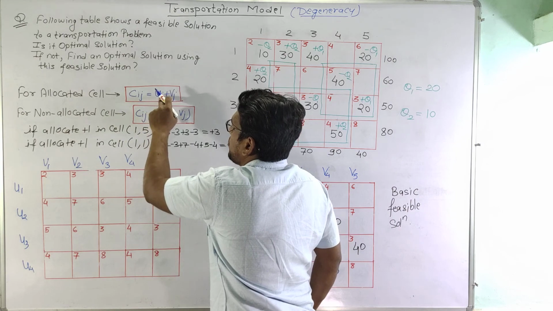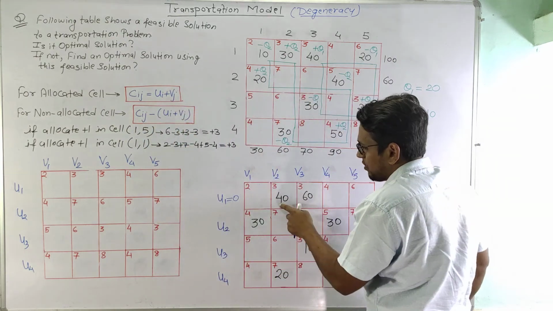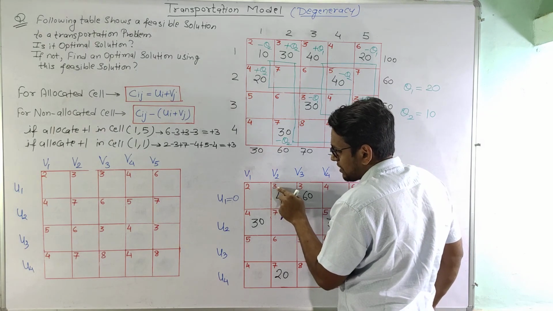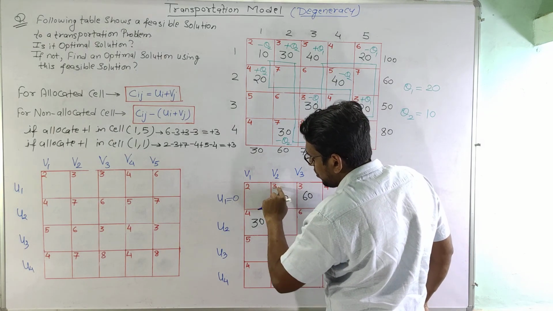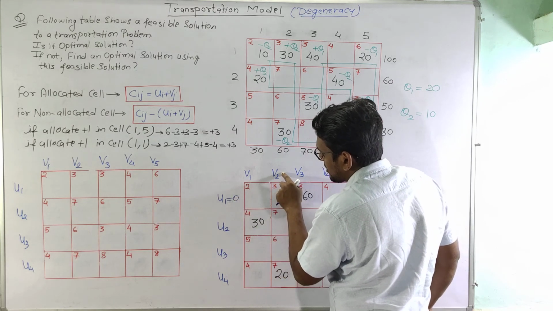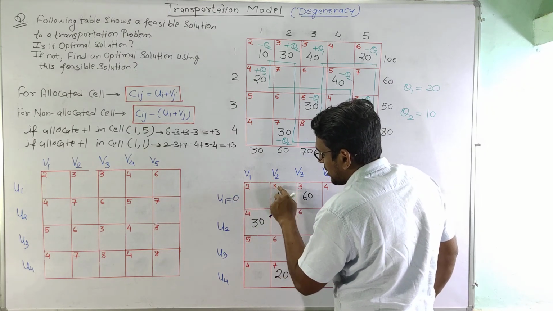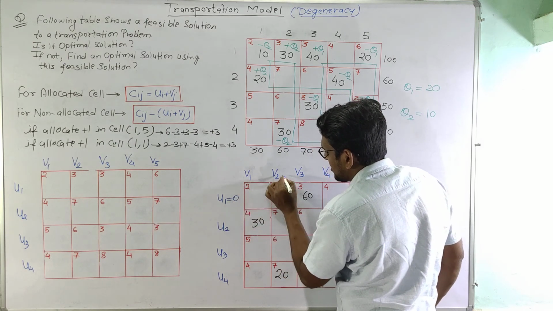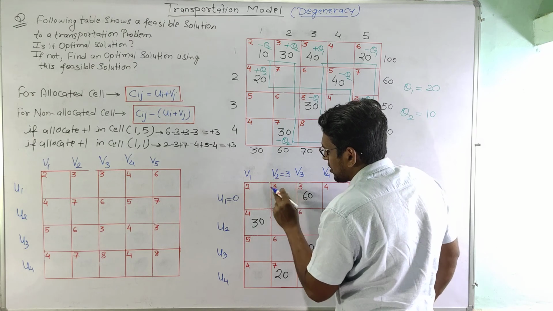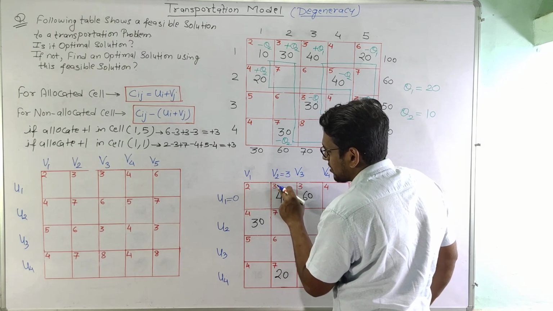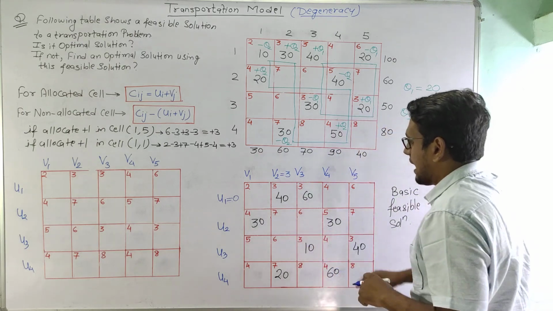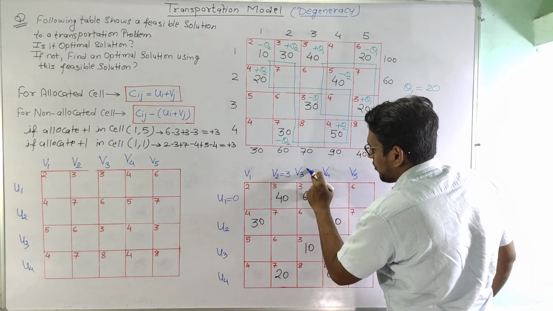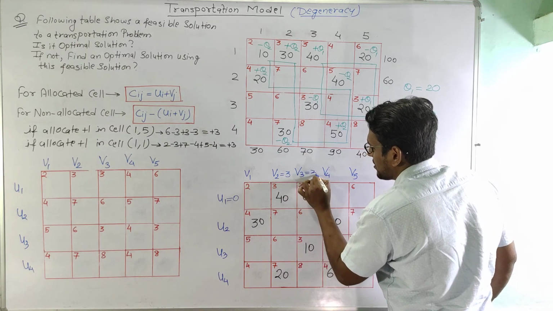In order to find this, we need to remember that for an allocated cell, Cij is equal to ui plus vj. That means for an allocated cell, the unit transportation cost should be equal to ui plus vj. So for this particular cell, if Cij is 3 and u1 is 0, then v1 has to be equal to 3, so that 0 plus 3 equals 3. Similarly we will calculate the remaining values. This is 0 plus what equals 3? Again this will be 3.